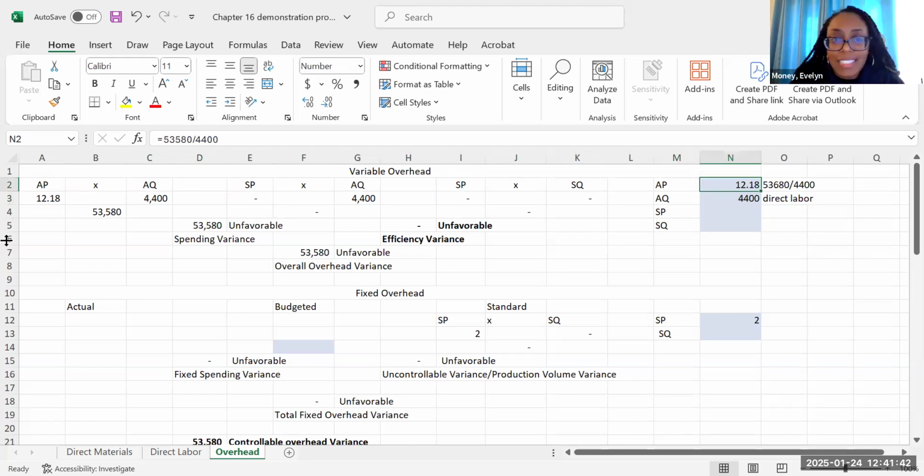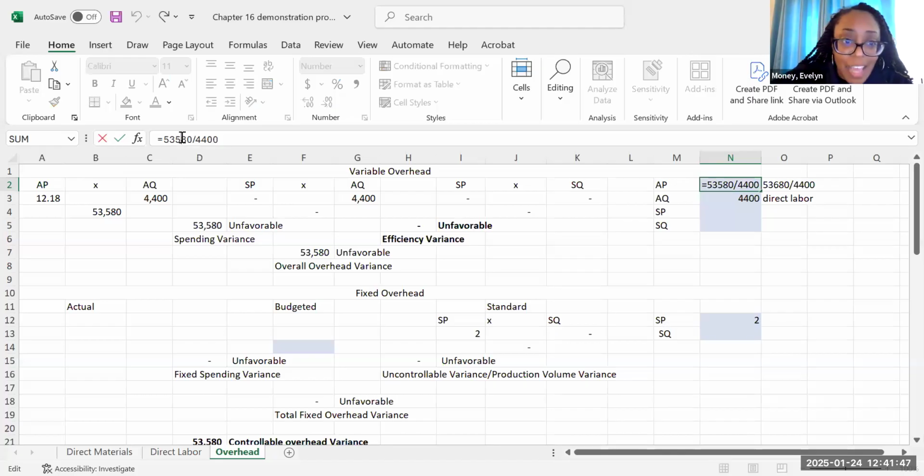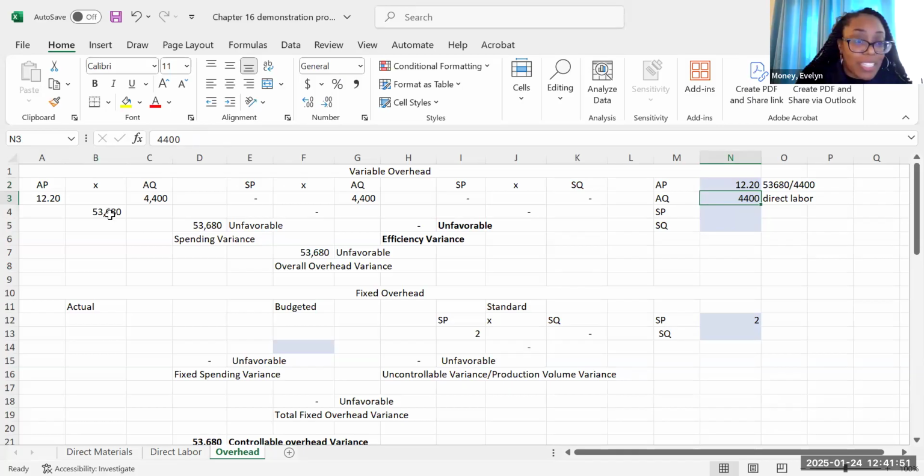Must not have typed. I did not. 53,680. I put in 580. Okay, there we go. Because that 53,680 should automatically show up right here. Had the wrong number in there.